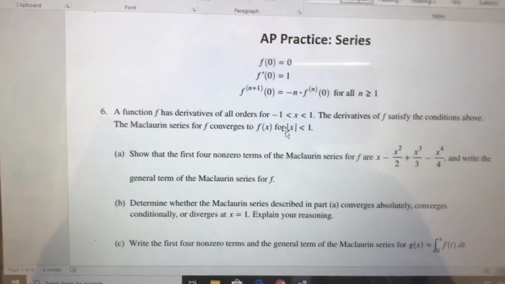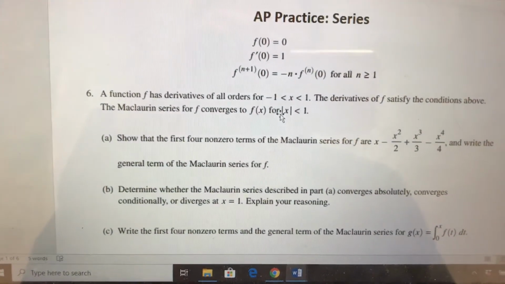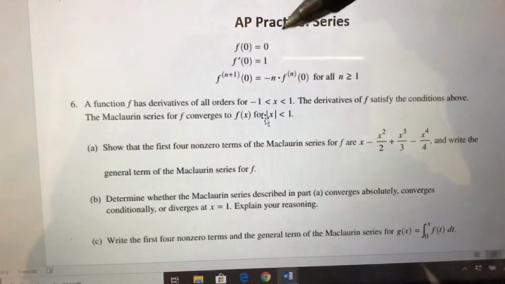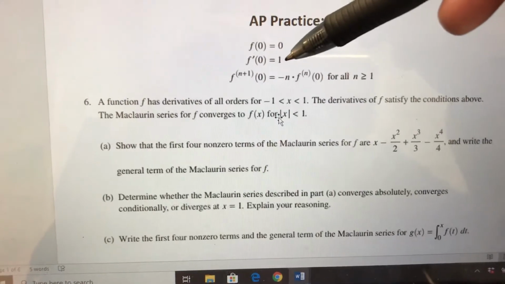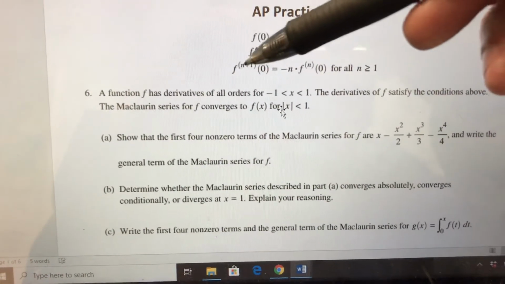This is the new practice FRQ set that we have. They have a function that has derivatives of all orders given. So they tell us the function value at 0, which we're going to need for the formula. They tell us the first derivative at 0. And then they give us a formula for the n plus first derivative.